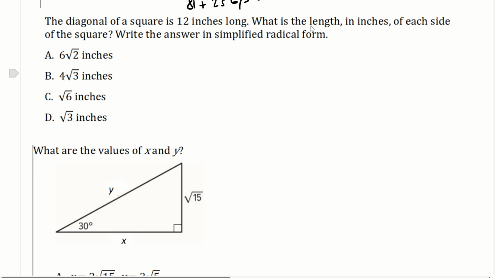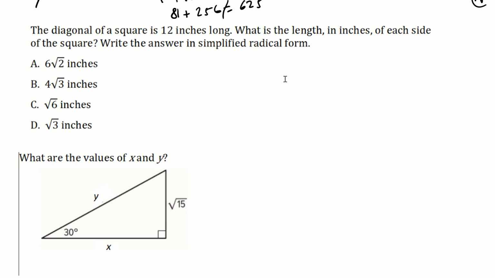The diagonal of a square is 12 inches long. What is the length in inches of each side of the square? Write the answer in simplified radical form. All right, so what is the length in inches of each side of the square? Write the answer in simplified radical form.